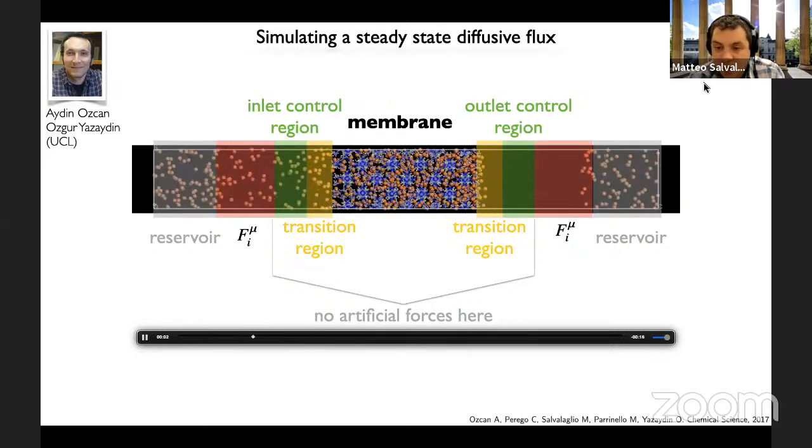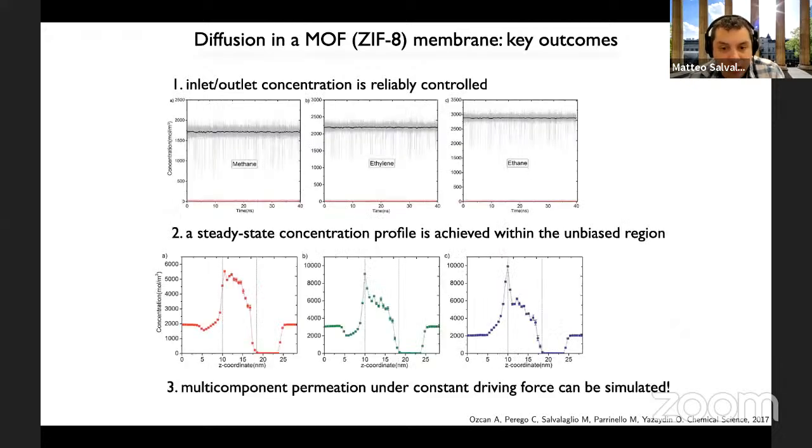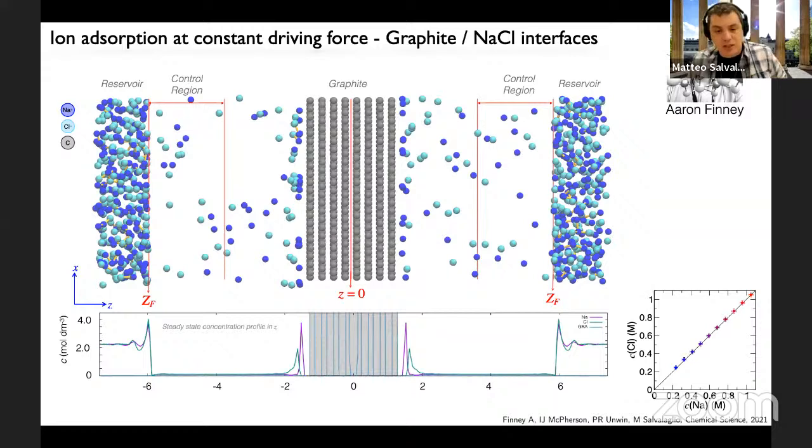Okay, there is one final application that I want to raise about the use of SimuMD in the context of this type of processes, and this application comes from my group and from the work of Dr. Aaron Finney. And in this case, basically, we're using SimuMD to study the absorption of a multi-component liquid phase onto surfaces, and in particular onto graphite surfaces. So here we have a solution where we have sodium and chloride in water in contact with a graphite interface.